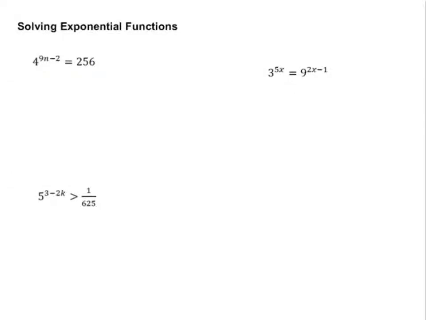Welcome to Algebra 2. Today we are going to be solving exponential functions. In order to solve exponential functions, we need the base numbers to be the same. So, if we have 4 to the 9n minus 2 equals 256, this first base number is 4.